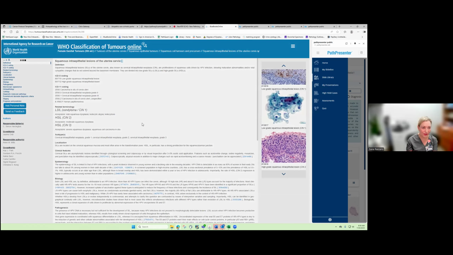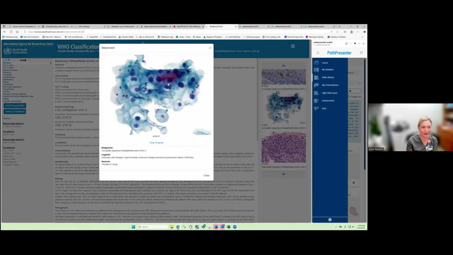I love cytology, and I'd rather look at a pap smear than a cervical biopsy any day. So I got to show you this beautiful example of low grade in cervical cells. You can see now that hyperchromasia I was talking about.